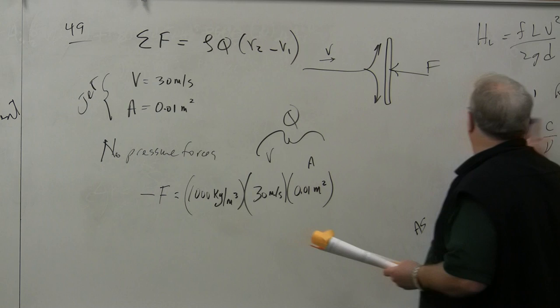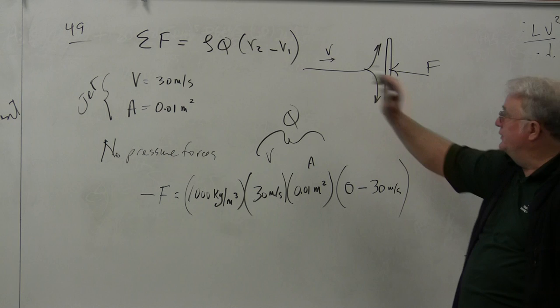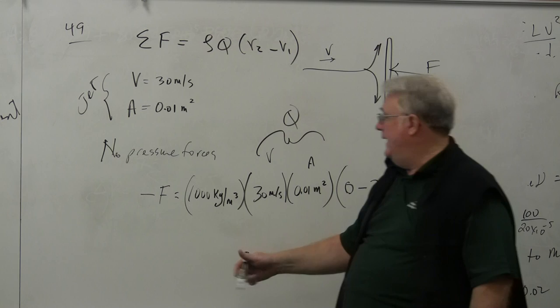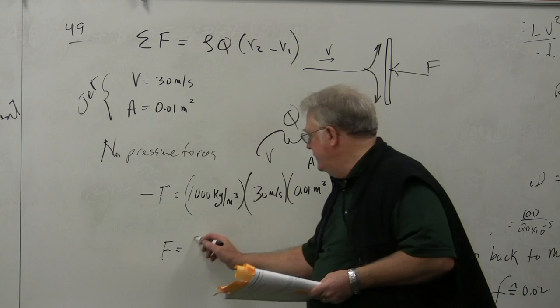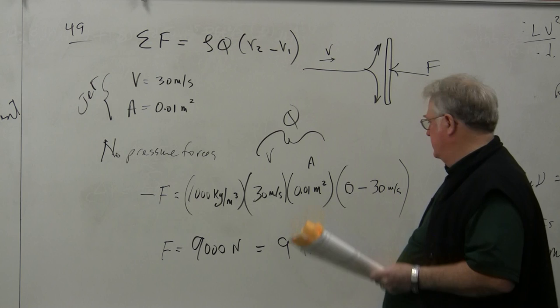And then our velocity is 0 minus 30 meters per second because it's V2 minus V1. So this is the x velocity coming in. It's positive, but we've got a minus sign. And then it's 0 going out. Okay? So if we put all these together, we should get an F equal to 9,000 newtons or 9 kilonewtons. Excuse me. Wait a minute. Yeah, 9 kilonewtons. Got confused there for a minute. Okay, so the correct answer here would be B.